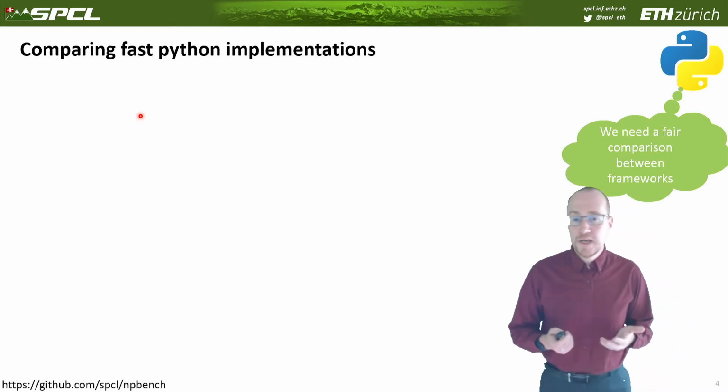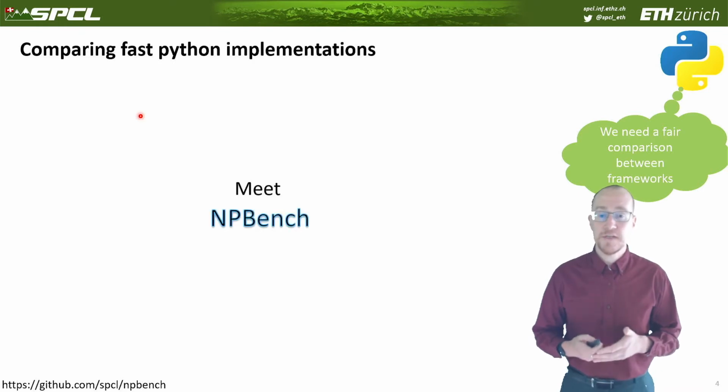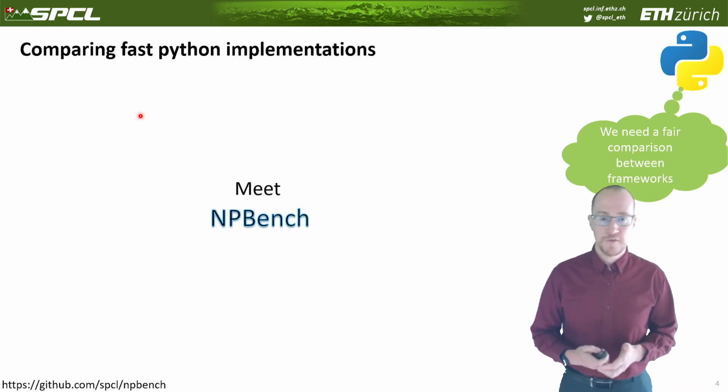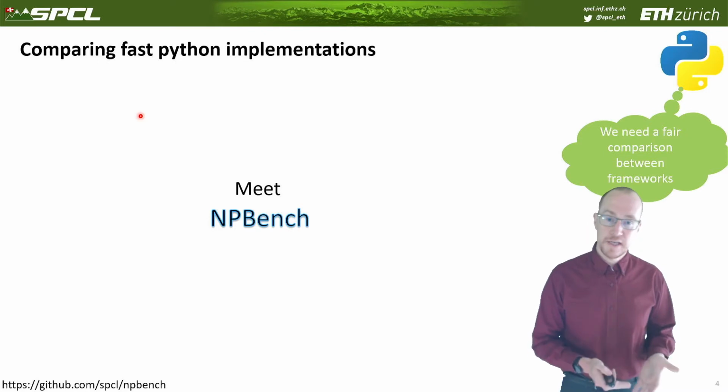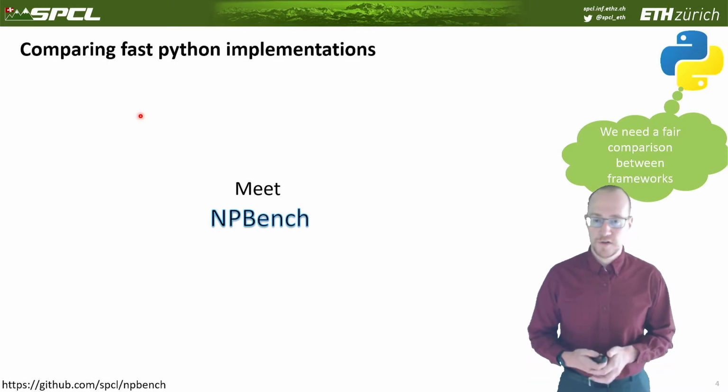But how do we now compare these frameworks? And this is the first part of my talk. Well, we need a benchmark. Like we have the NAS parallel benchmarks that were written in Fortran at the very beginning, then later extended to C, and that's where they stopped. They were covering a large part of the application domain.